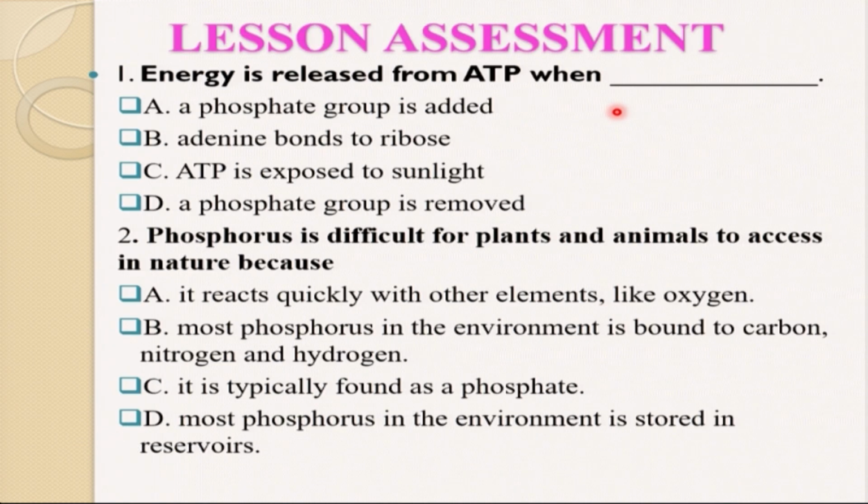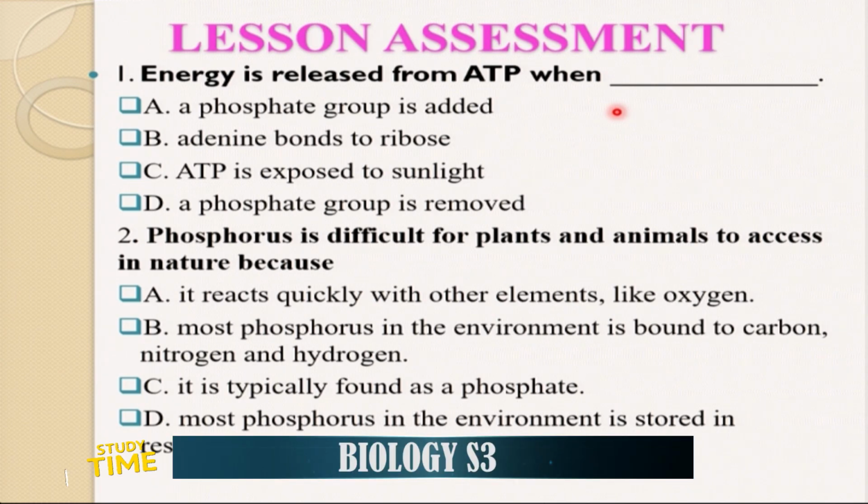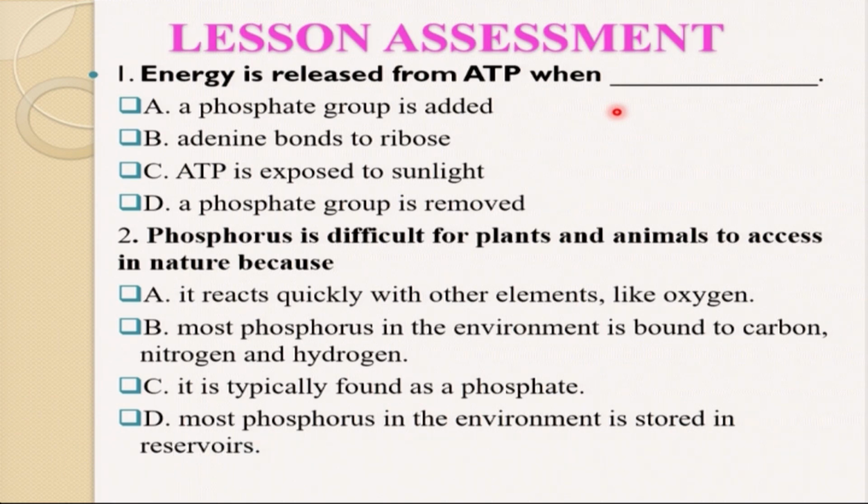So students, I'm rewinding my lesson, and I have to leave you with a lesson assessment, which you have to go through, and I hope I will work on it and do it with you in the next lesson. We have two questions. Number one asks: energy is released from ATP when A, a phosphate group is added, B, adenine bonds to ribose, C, ATP is exposed to sunlight, or D, a phosphate group is removed.